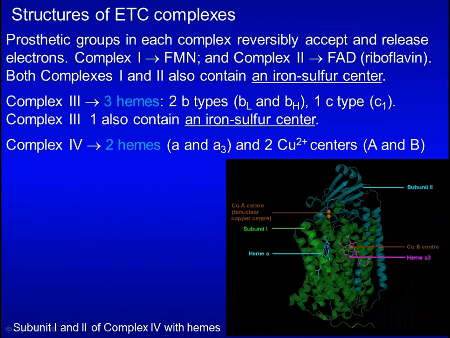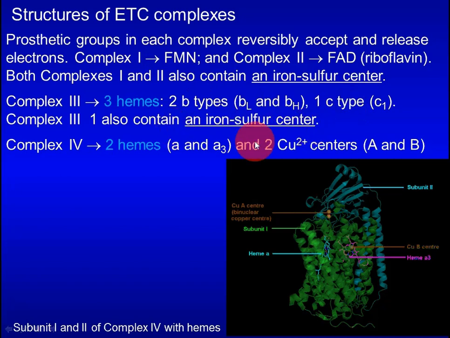Complex 1 to 4 contains prosthetic groups. Complex 1 contains flavin mononucleotide or FMN. Complex 2 contains flavin adenine dinucleotide or FAD. Both complex 1 and 2 also contain iron sulfur center. Complex 3 contains 3 hemes, 2 B types and 1 C type. Complex 3 also contains an iron sulfur center.